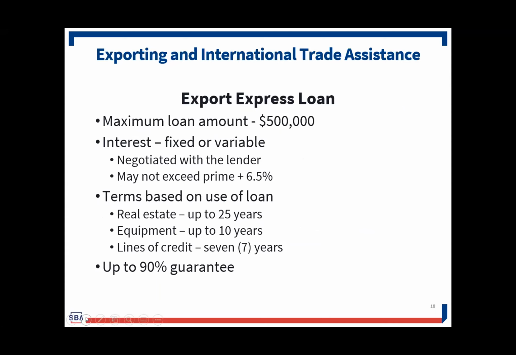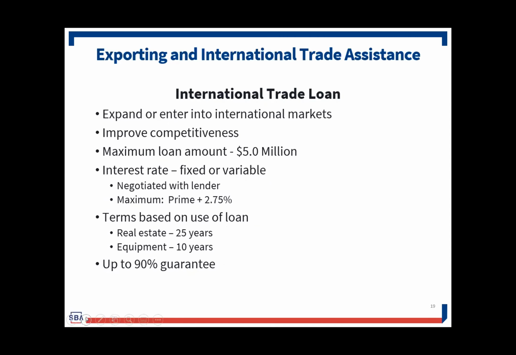Also, for those interested in exporting and international trade, we have an express loan for exporting. The maximum amount is $500,000. You'll negotiate the interest rate with the lender, but the lender cannot exceed prime plus 6.5%. But notice, on the export express loan, SBA's guarantee is 90%. Now, when it comes to the maturity, it's still up to 25 years for real estate, up to 10 years for equipment, and for lines of credit, up to 7 years. So that's the difference between the regular 7A loans and the export loans.